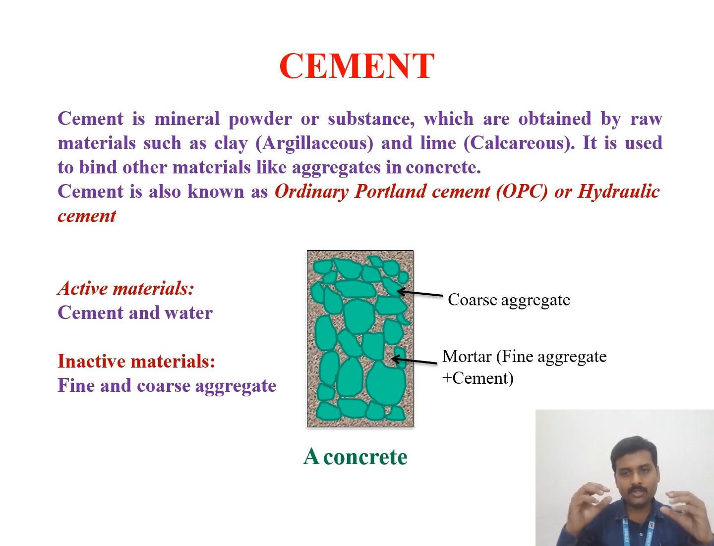The active materials involved in the cement are cement and water, whereas the fine aggregate and the coarse aggregate are the inactive materials which will be present inside the cement. This is the figure which shows the matrix of the cement. The green color particles show the coarse aggregates, and around the coarse aggregates we are seeing the mortar. Mortar is the combination of fine aggregate and cement.